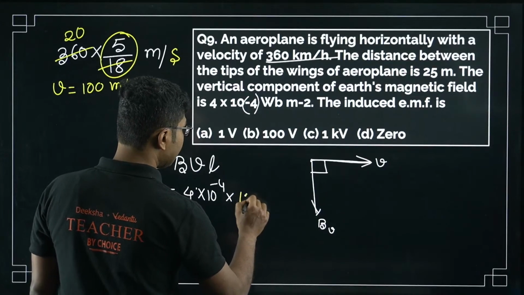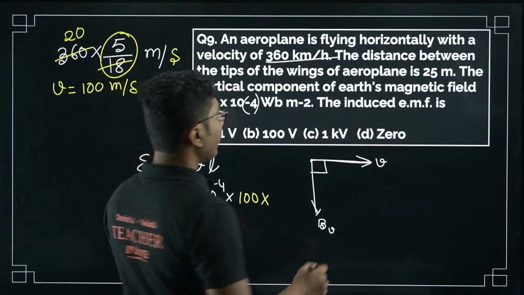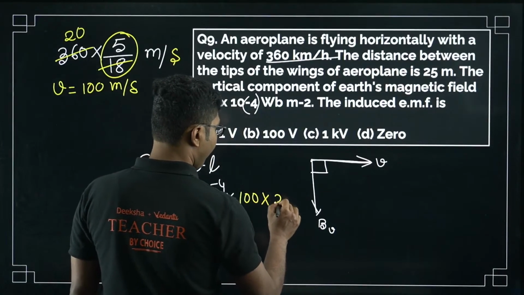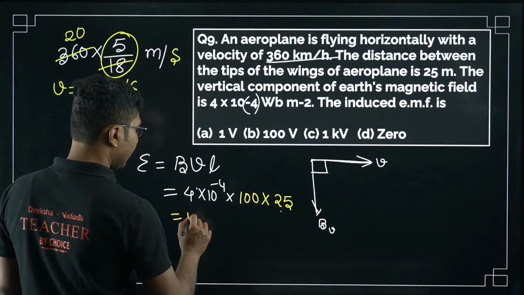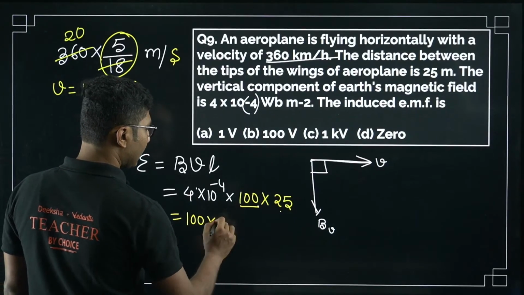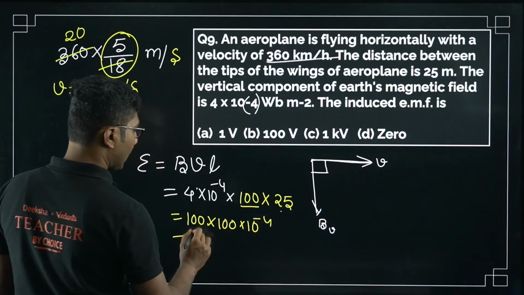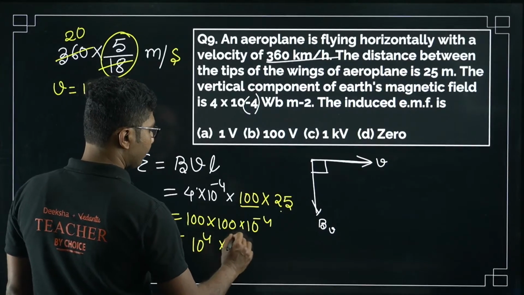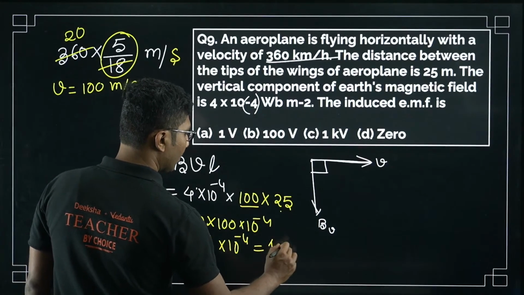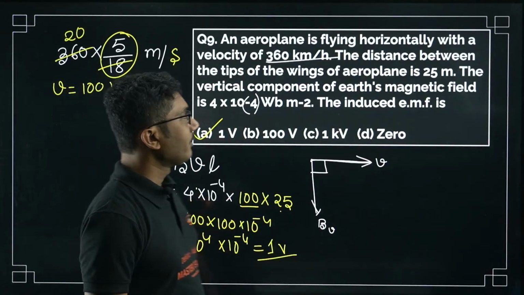So velocity is 100 and length is given, 25 meters. So 25 into 4 is 100. 100 into another 100 into 10 to the power of -4. So 100 into 100 is 10 to the power of 4, into 10 to the power of -4. That is 1 volt, the answer. So 1 volt is the answer for this question.